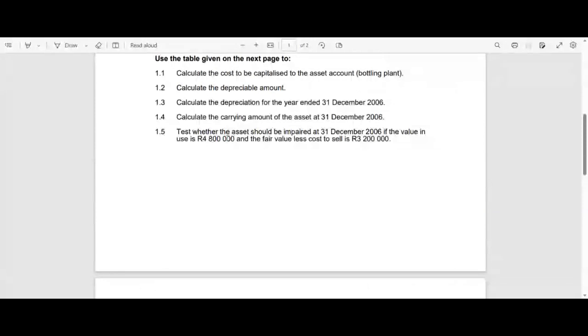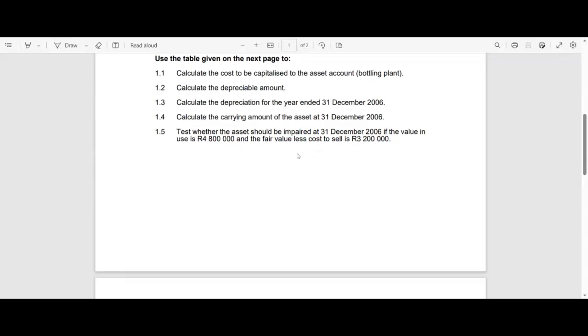They say test whether it should be impaired, as we know, if the value in use is 4,800,000 rands. So if we continue using it to produce those spring water bottles with spring water in it, then the value is estimated at 4.8 million, right? If we stop using it and we sell it, they say we will be able to sell it after deducting any cost to sell it of 3,200,000.